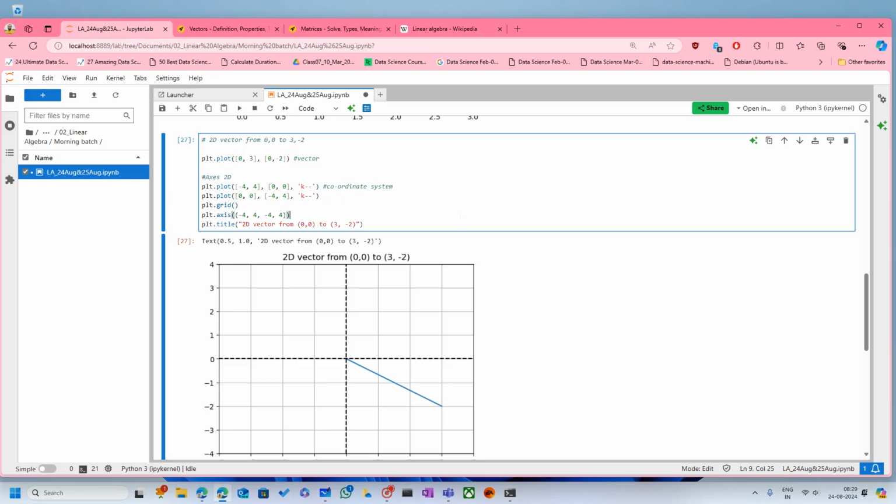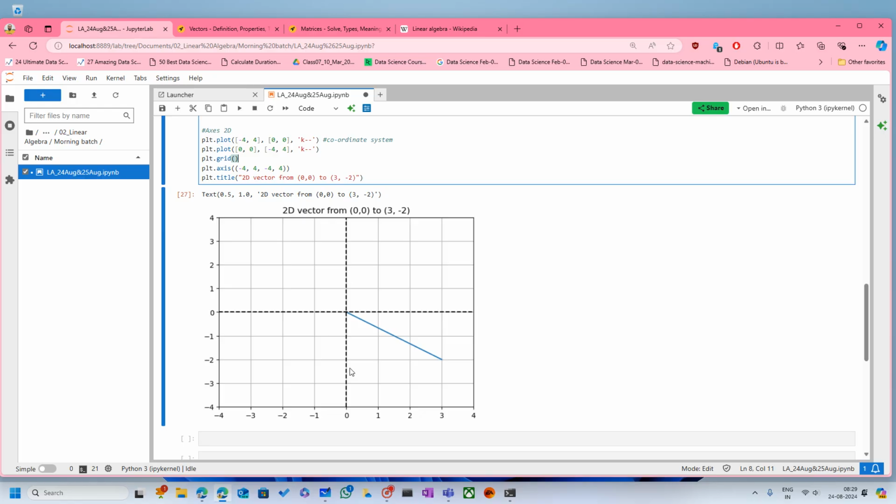Yes, sir. Any doubts up until this point? Yes, I do have some doubts here. You need to be a little bit louder, please. Hello? Yeah, tell me. The axis plot, plt dot axis, it is minus 4, 4, minus 4, 4. Mm-hmm. So I'm not getting it.